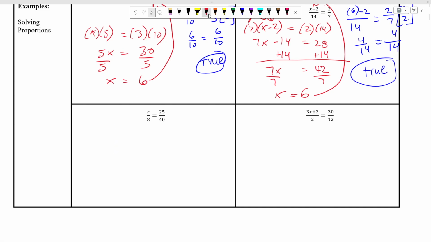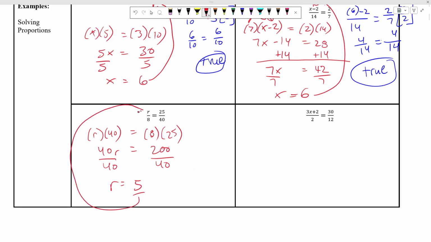Let's cross multiply these. What do you get? You get r times 40 equals 8 times 25. This becomes 40r equals 200. Divide both sides by 40. r equals 5. There we go, 5. Now, again, substitute this 5 back in.